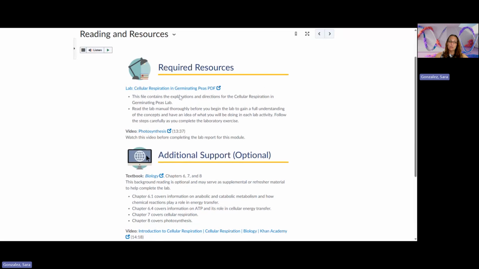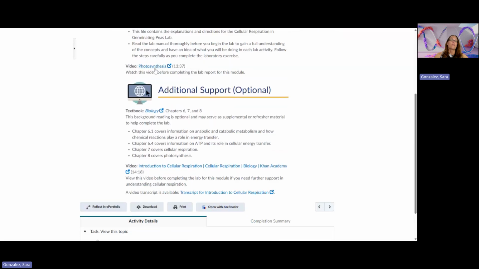Here is the lab. So we'll get into the lab. Very important that you start this very, very soon. So here's the lab for germinating peas. And then here's a great video on photosynthesis as well as cellular respiration.